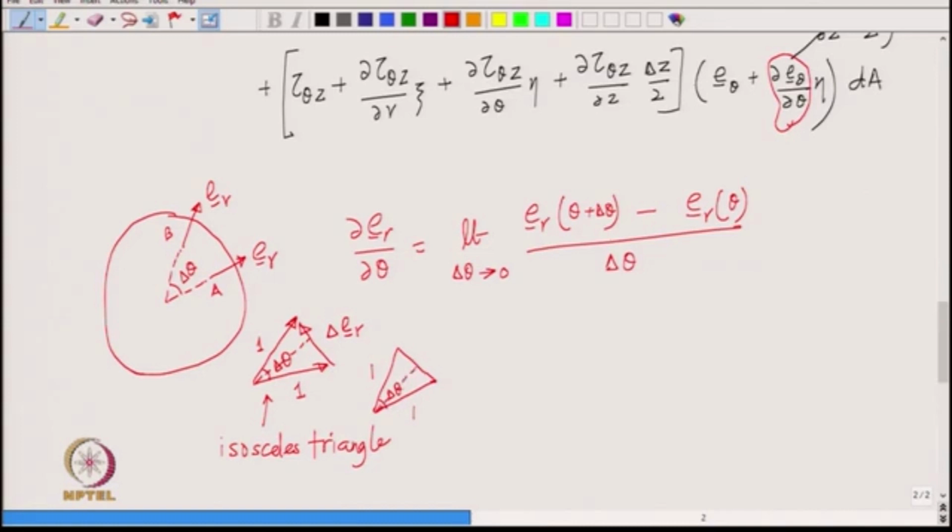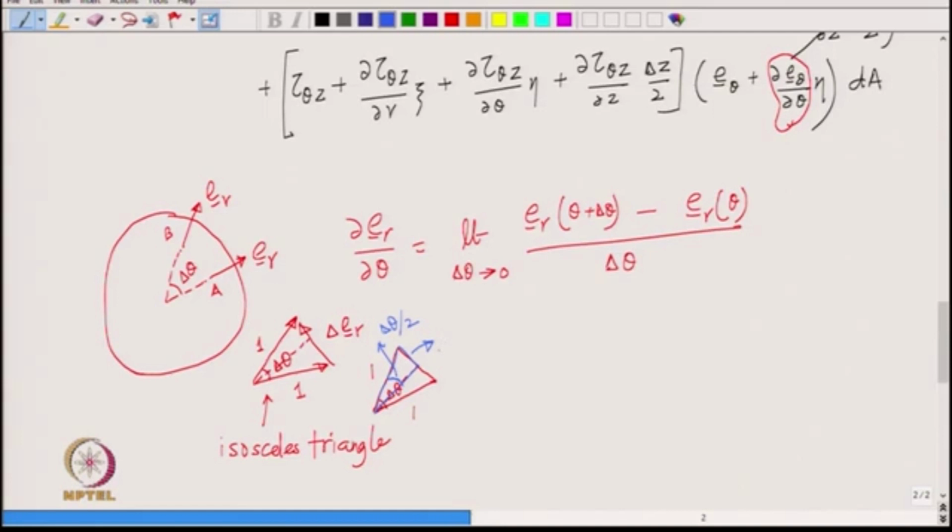So, look at this triangle here. If I look at the blue triangle, the angle is delta theta by 2 for this triangle, right. This angle is delta theta by 2. So, what will be the height? That is the hypotenuse into sine of delta theta by 2, right. That is a property of right triangles.